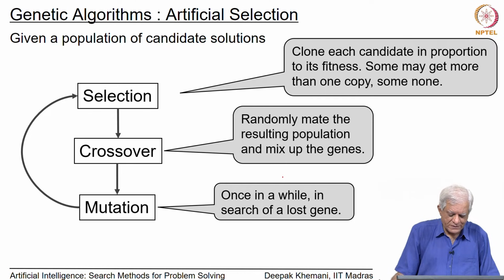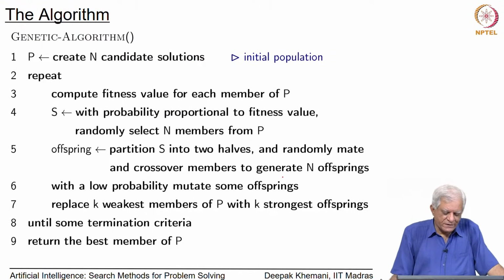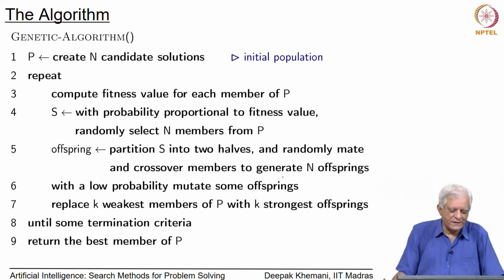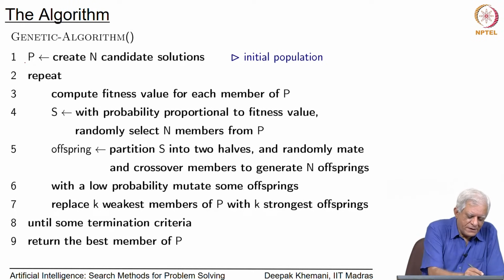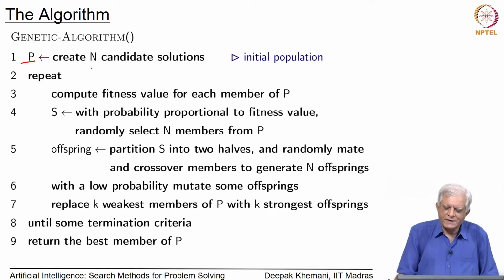So, here is again a recap of the algorithm, written in a slightly neater fashion. We start off by creating a population P, which is a population of n candidate solutions. Where do we get this P from? We could get it by randomly choosing candidates. For example, if you are doing the SAT problem, by randomly choosing n k-bit strings if there are k variables, or in fact they could be obtained by other methods.